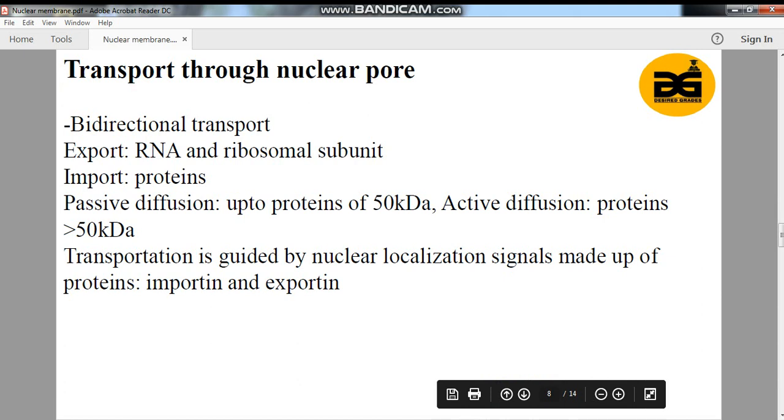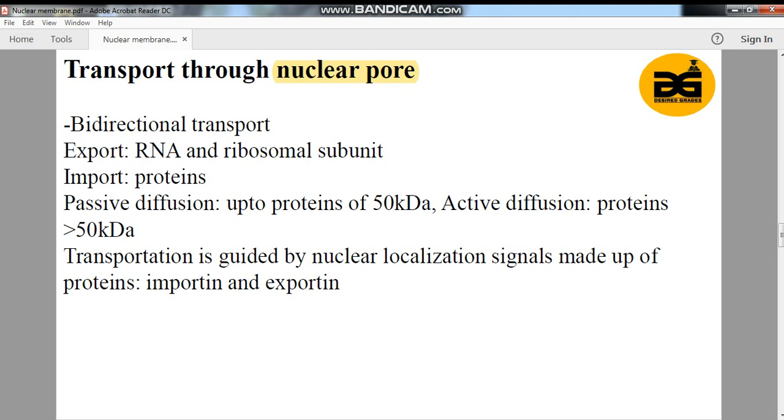Now the transport through the nuclear pore. We have learned that the nuclear pore is the place from where the exchange of molecules between the cytoplasm and the nucleus, and from the nucleus to the cytoplasm, takes place. So this is a bidirectional transport. It means it takes place in two ways. What the nucleus is exporting is the RNA and the ribosomal subunits. Clear? And what it is importing is the proteins, and these proteins are synthesized by the endoplasmic reticulum. Which endoplasmic reticulum? The rough endoplasmic reticulum.